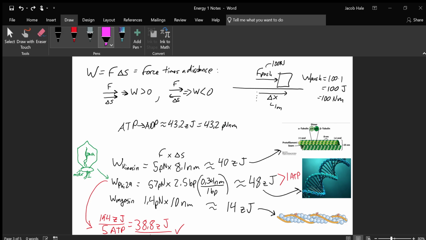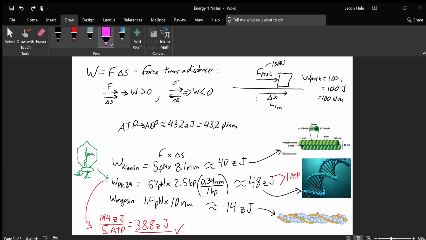Now this becomes very useful. This piconewton nanometer becomes useful because, as we mentioned, the sizes of molecules are on the nanometer scale, the distances they step are on the nanometer scale, and the forces they apply are on the piconewton scale. So that makes more sense. That's a useful unit for thinking about chemical energies that are doing work. I've got a few examples here that I think are pretty cool.